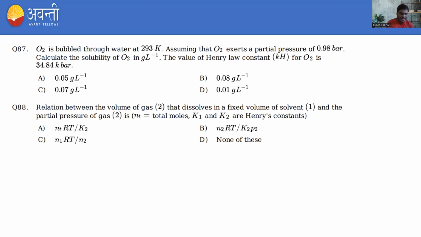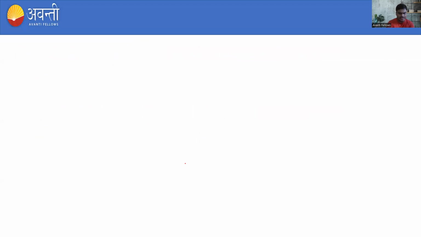Now move to question number 87. So what does question 87 ask? O2 is bubbled through water at 293 Kelvin, assuming that O2 exerts a partial pressure of this. Calculate the solubility of O2 in gram per liter, where the Henry constant KH for O2 is given. The Henry constant is already given, so you have to calculate the solubility of O2. So how will you calculate this?